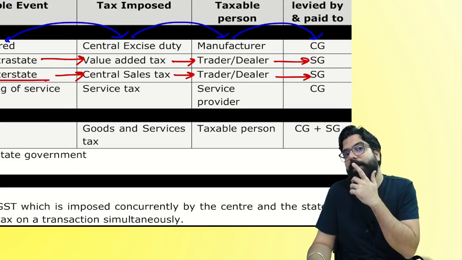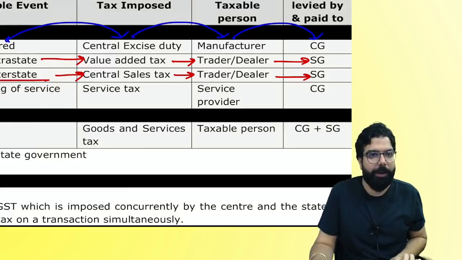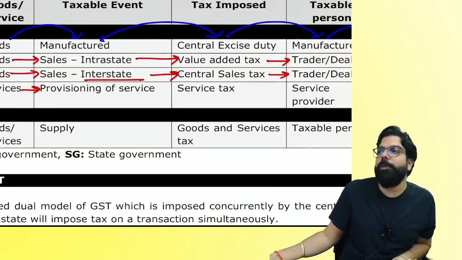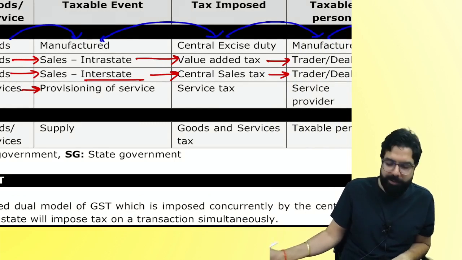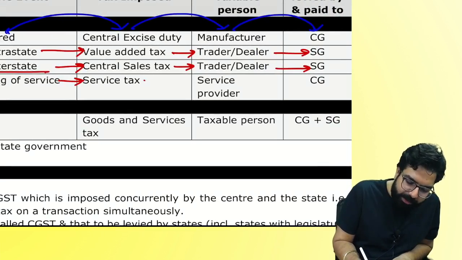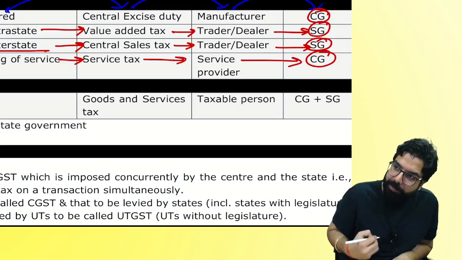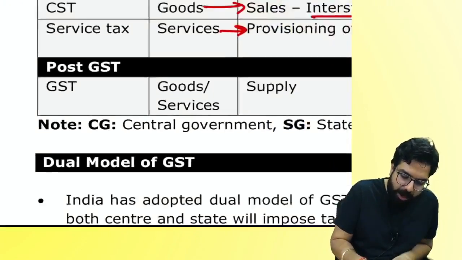Origin or destination? CST. Origin, state government. Whenever services were being provided, Baba, good name is provisioning of service. We don't say providing of service. Good name is what, everyone? Provisioning of service. Service tax was charged and service provider used to pay it to whom? So some used to go to central, some used to go to state. This was pre-GST. Now after GST, what happened?